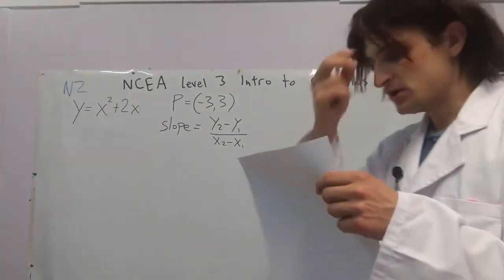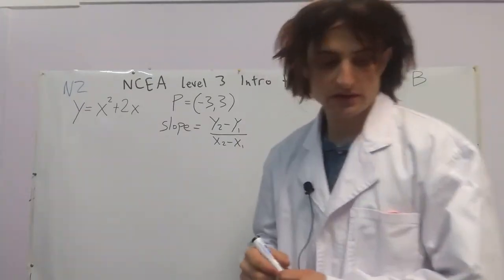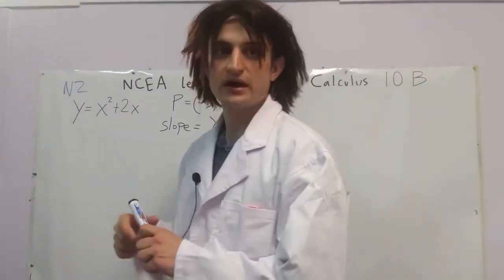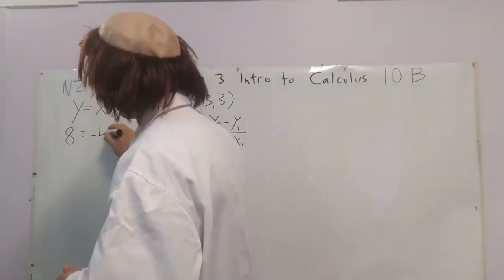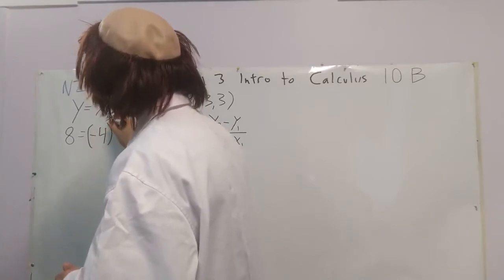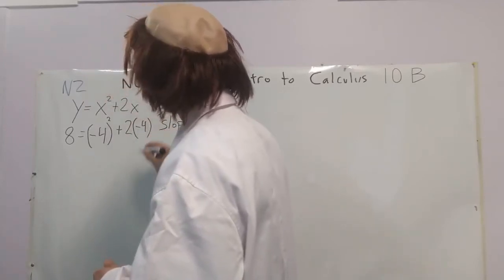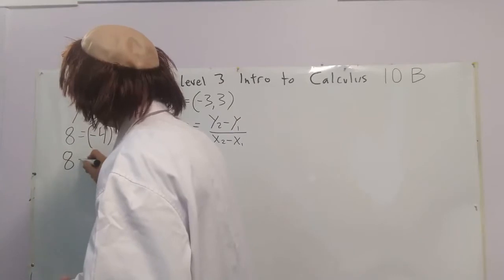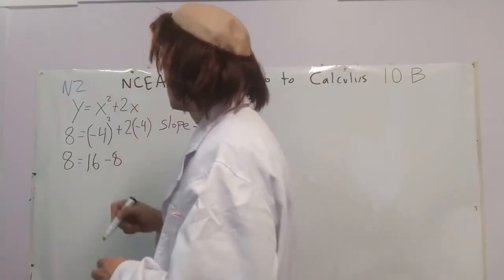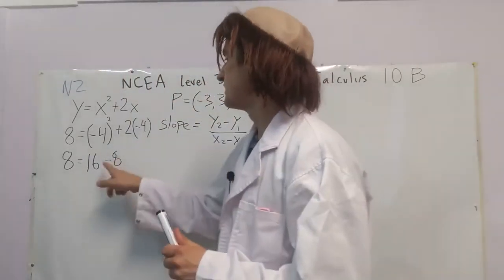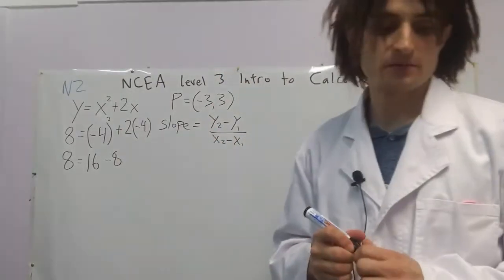Question 2a. Show that the point (-4, 8) lies on the curve. So what we do is we plug in our -4 right here. We say 8 equals (-4) squared plus 2 times -4. That means that 8 equals 16 minus 8. That is true. This point, (-4, 8), lies on the curve.